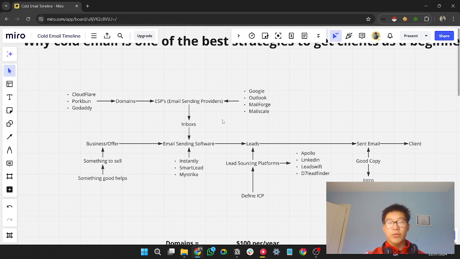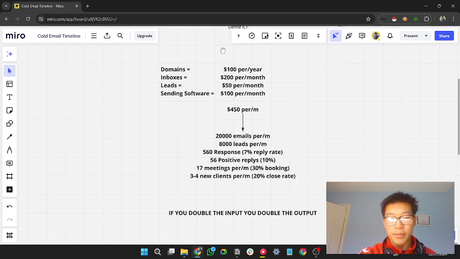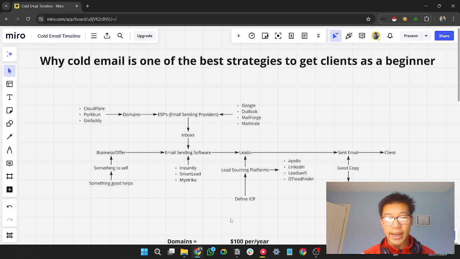And the inboxes come from ESPs. We're talking Google, Outlook, MailForge, MailScale. There's a ton. And then you buy domains to make them seem professional, right? So obviously all of this is costing money, but I'll get to the numbers in a second.